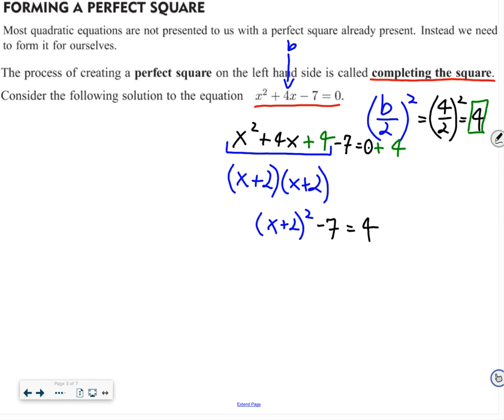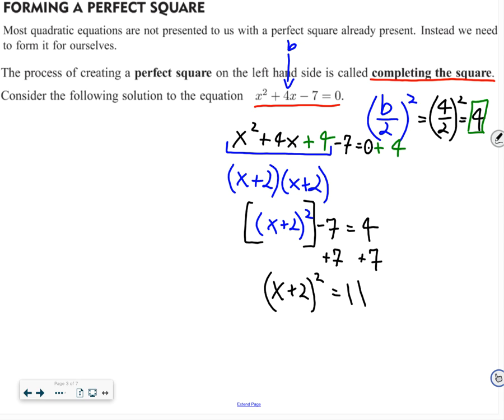Now what I want to do is isolate my perfect square. So I'm going to add 7 to both sides, and I get x plus 2 squared is equal to 11.